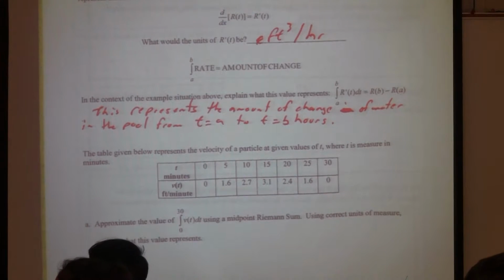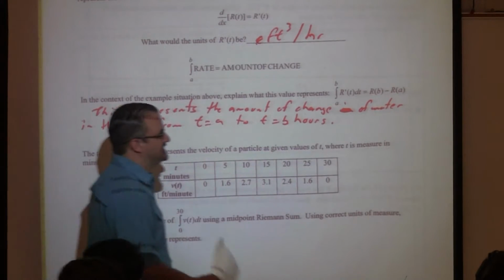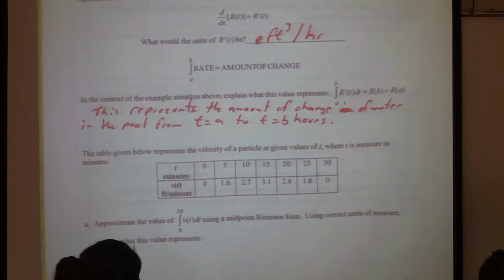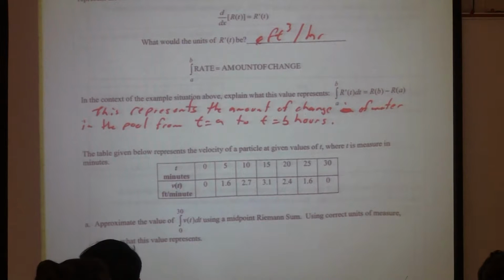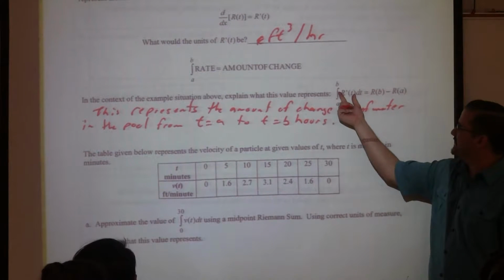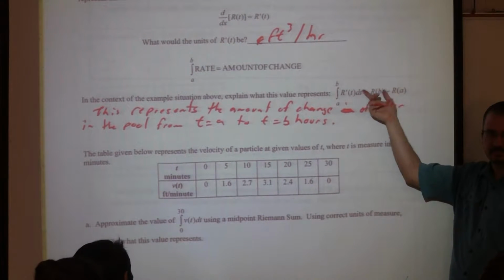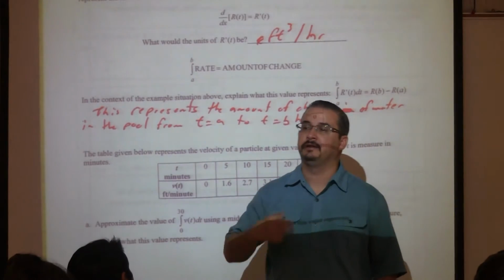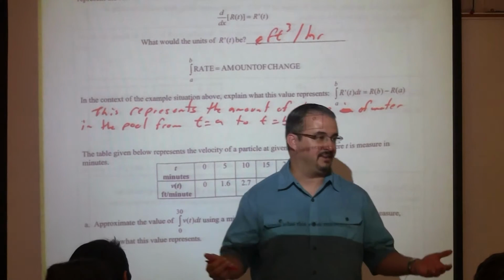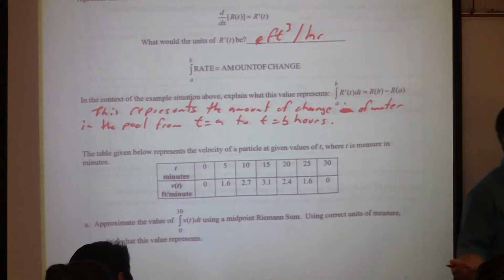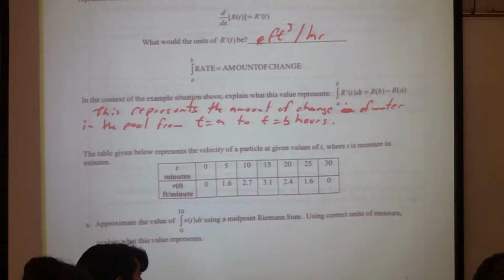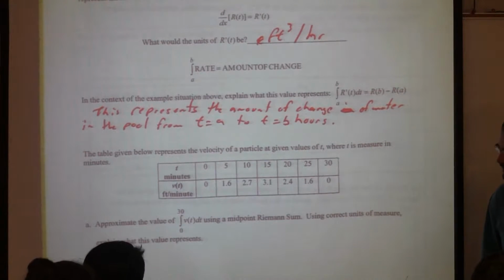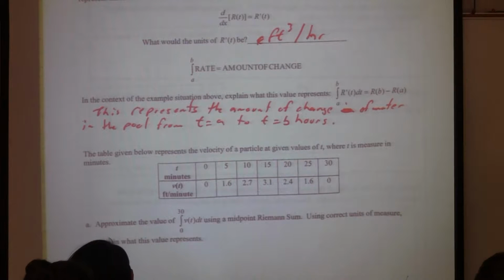So it would represent the change. If it was velocity, what would it represent? If we had velocity here, what would we end up with over here? Position, right? So it would be the change in position in that time interval. If it was acceleration that you were integrating, then it would represent the change in velocity in that time interval. You understand?